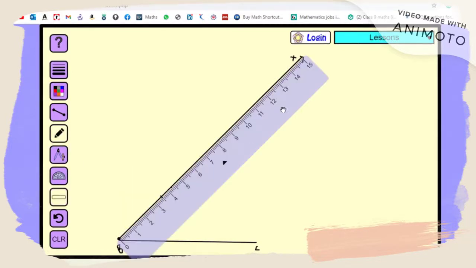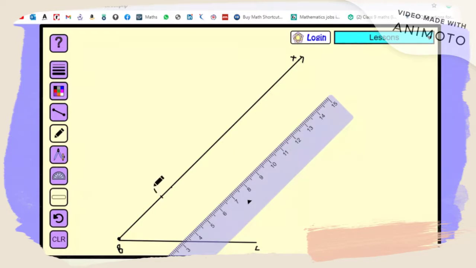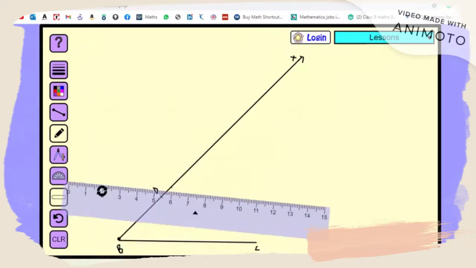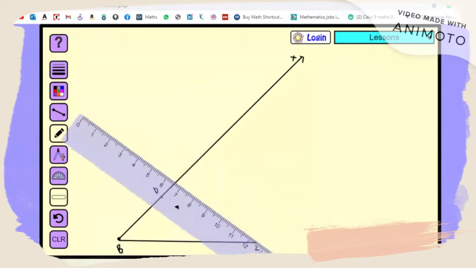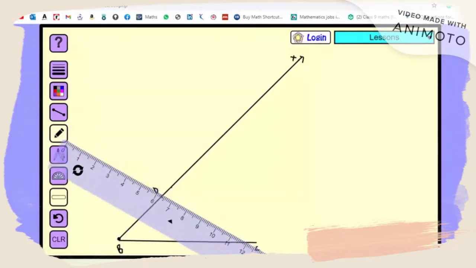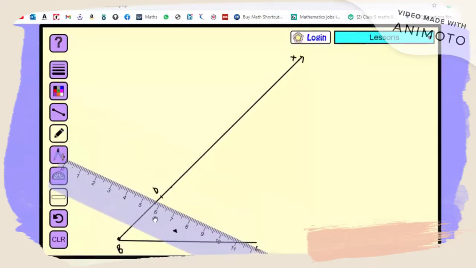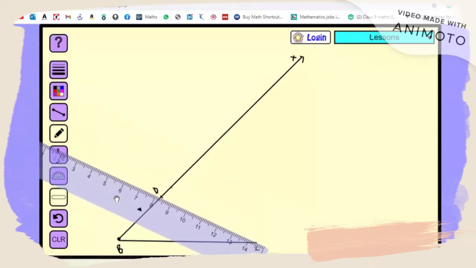Now join this point. This is point D. Join this D point with point C as we have done in the previous case. Same thing you have to do. Join it with point B. So here we are joining. Is it clear till here?